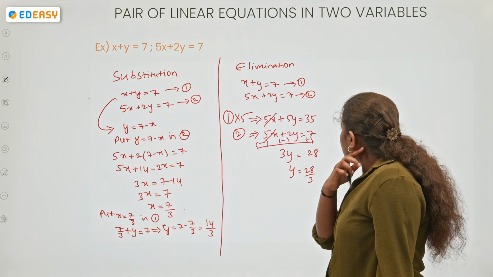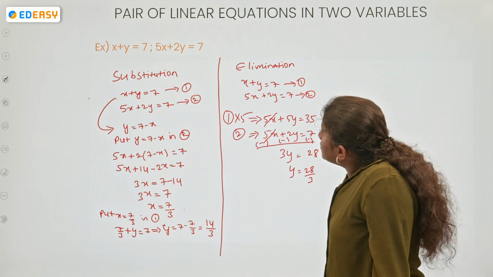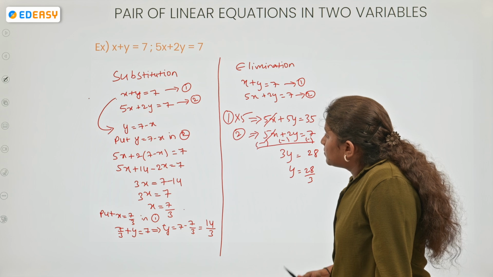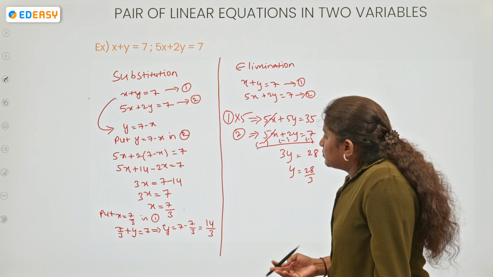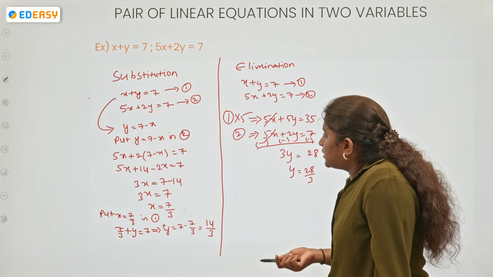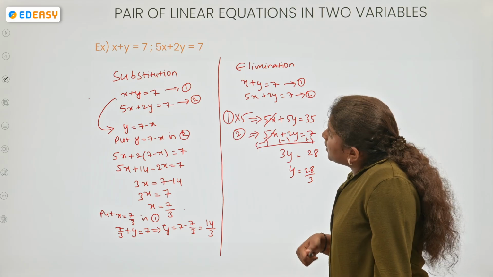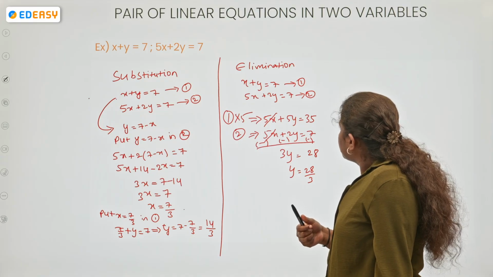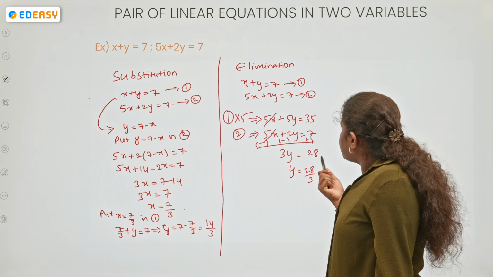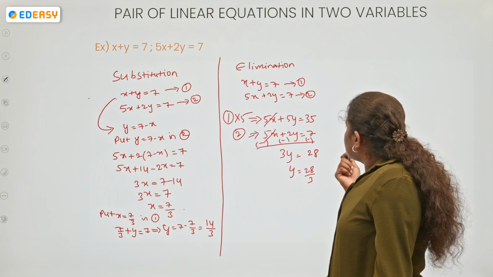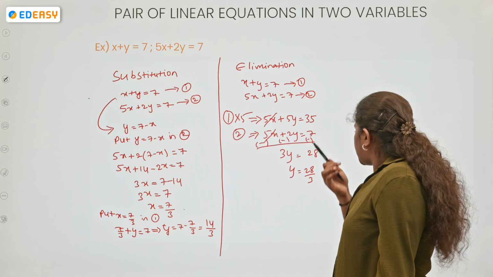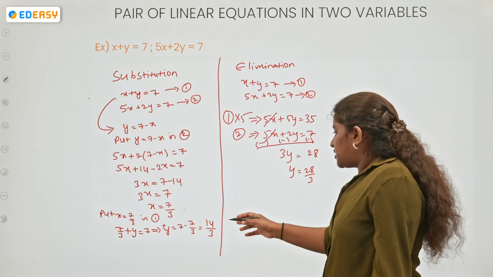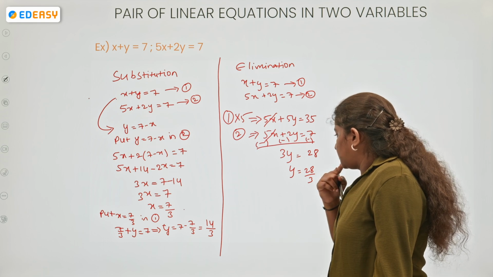So coming to here, we got 7 5s are 35. Y equals to 7 minus x. Equations are correct, right? But any mistake? 7 5s are 35 and 5y minus 2y is 3y, and 35 minus 7 is 28. 28 by 3 we got. 3 7s are 21. 21 minus 7. So 14 only.